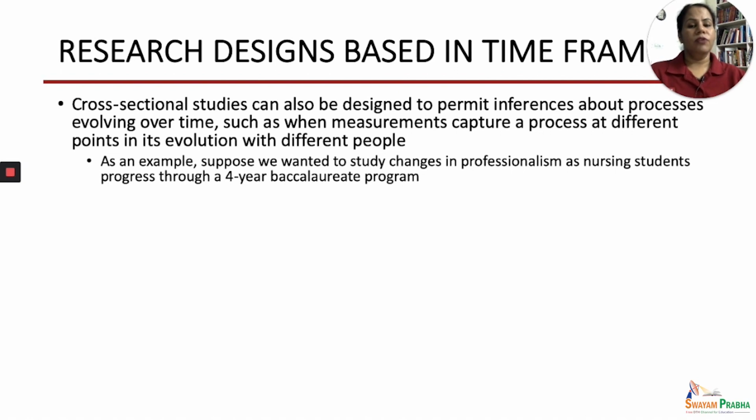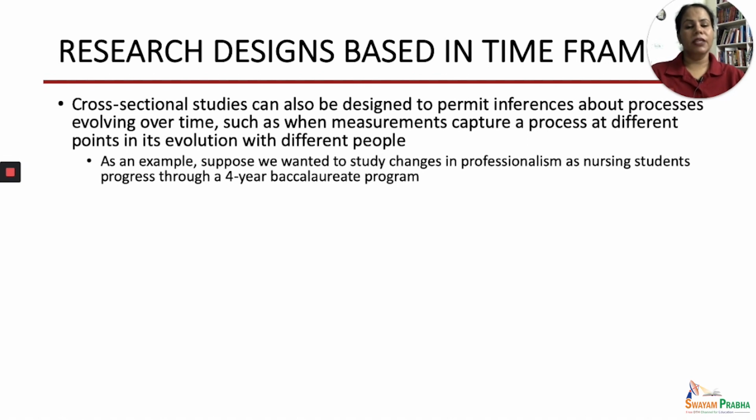Now, we can do a study in two ways. One way is that we take the students in the first year and then we keep on studying them till their fourth year. In the first year, we give them a questionnaire for professionalism. In the second year, third year and fourth year. But then that is not a cross-sectional design. That is a type of longitudinal design.